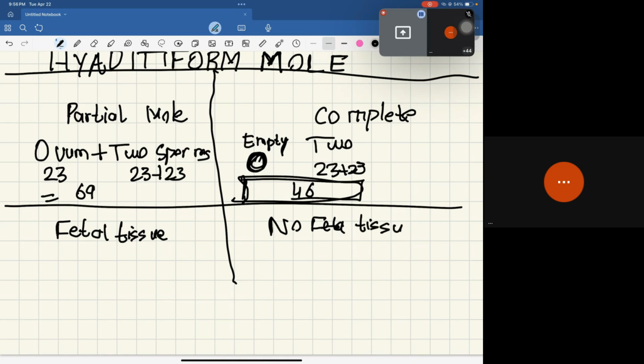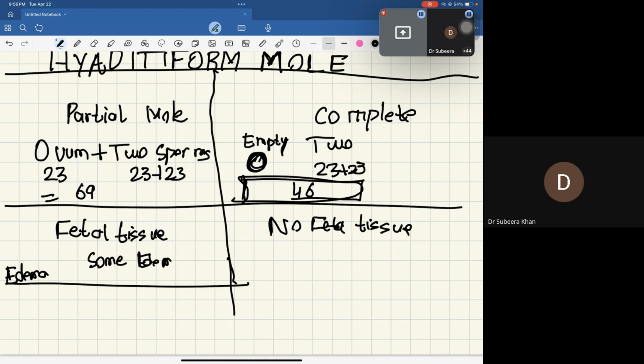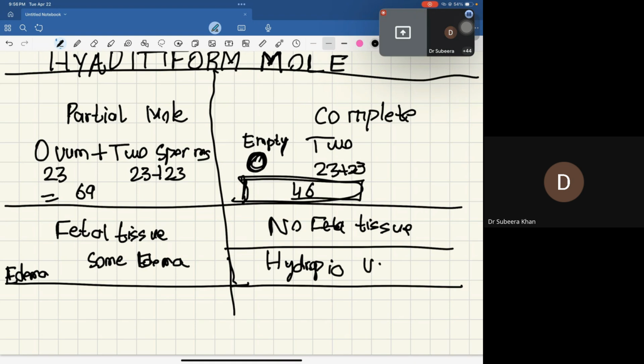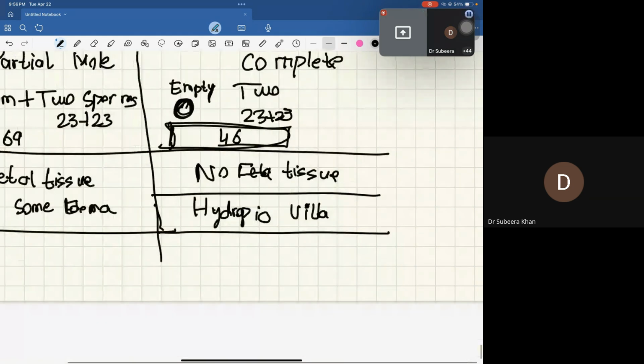And now let us move on to edema, villus edema. Sorry to interrupt, Dr. Mas, can you please just shed a few seconds on the XXY part of partial and complete? I couldn't understand that. Okay, wait a second. Thank you.